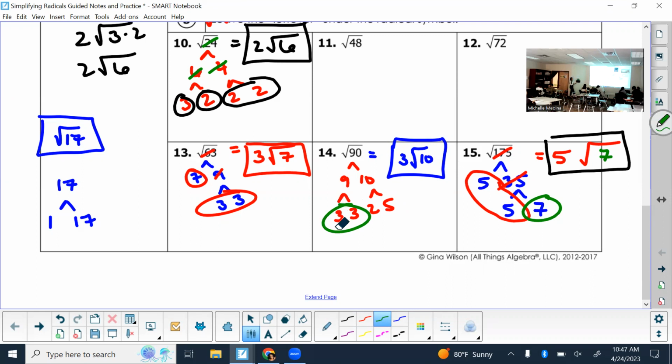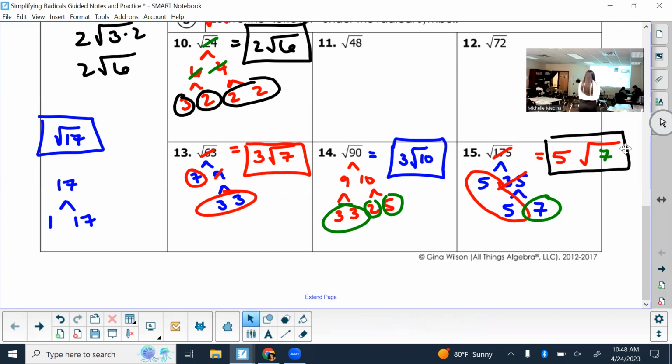So for each pair, write it once outside of the radical. Left over, I have a 2 and a 5. I'm multiplying together. So if you have more than one on either side, multiply them together. Since they don't have partners, they go under the radical. 2 times 5 is 10. So, questions on 14?